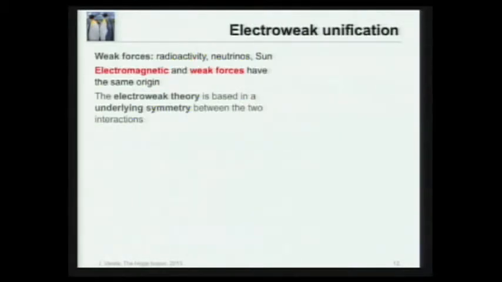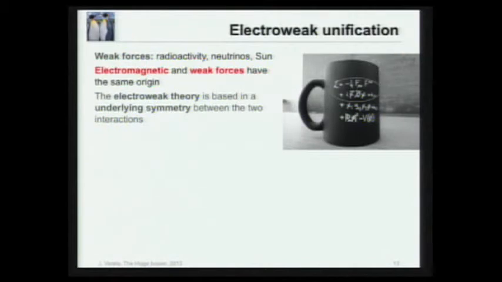So now let's move to the electroweak unification. So we have this electromagnetic force that everybody knows. There are the weak forces describing radioactivity, neutrinos, the sun, etc. And so these two forces have the same origin. And this is based on an underlying symmetry between these two interactions. The equations that describe these two forces are extremely elegant. So elegant that you can write them in a very compact form in a cup of coffee or in a t-shirt. And these equations are those two lines here on top.